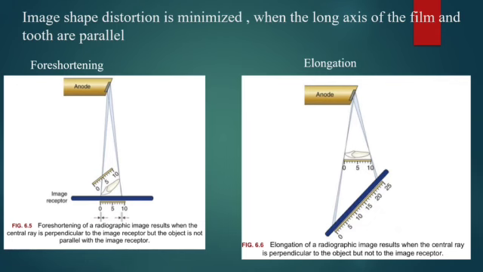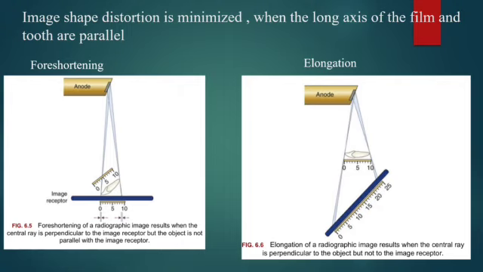So in this image, shape distortion is minimized. The long axis of the film and the tooth are parallel. The image receptor is positioned parallel to the long axis of the object, so image shape distortion is minimized when the long axis of the image receptor and the tooth are parallel.